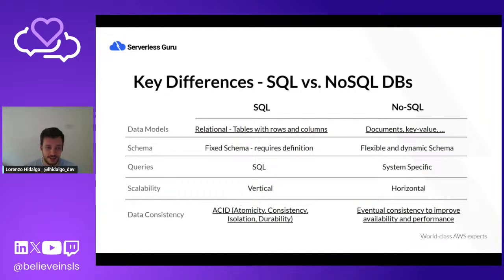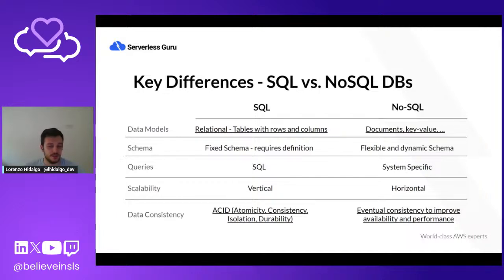How to access it: in SQL, you have the SQL query language. You can use it almost identically in every single SQL database. For NoSQL, it's very different. For every NoSQL database, you have a system-specific querying language, for example, for DynamoDB, or what we're going to see in the examples today, it will be the AWS SDK for JavaScript.